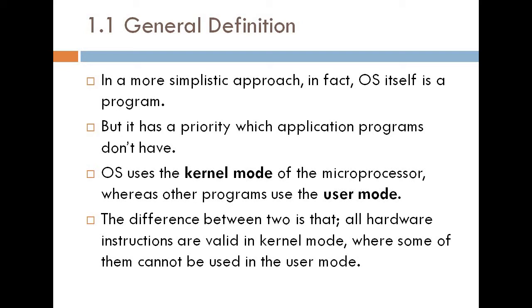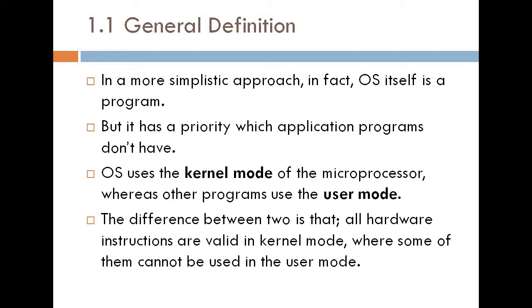That is why the operating system has higher priority. The OS uses the kernel mode of the microprocessor, whereas other programs use the user mode. So the application program runs in the user mode, but the operating system uses kernel mode, which is the core of the system, the core of the microprocessor.